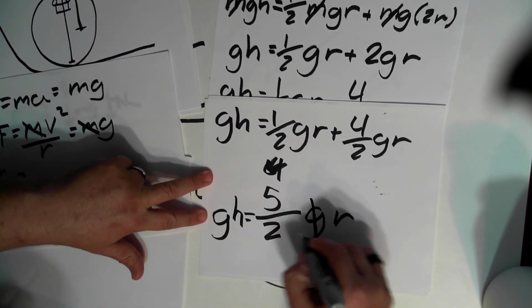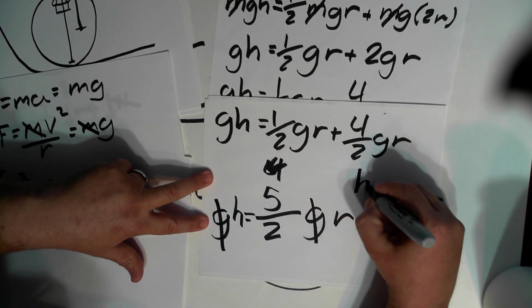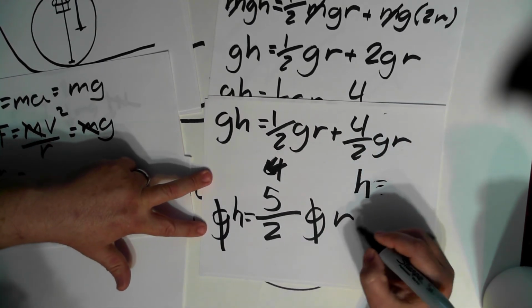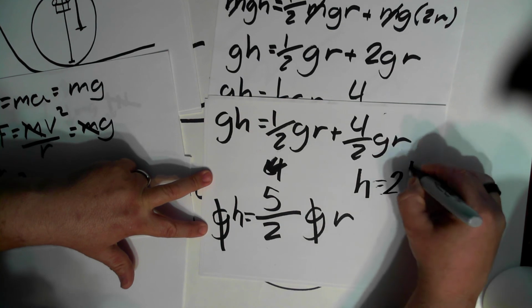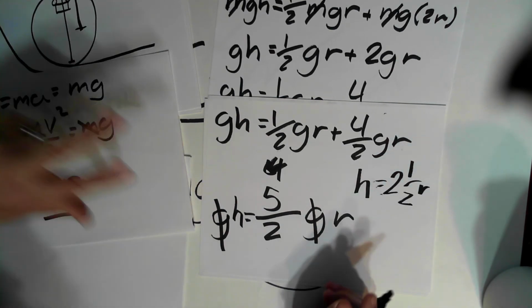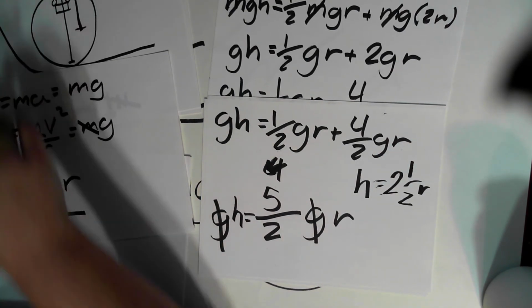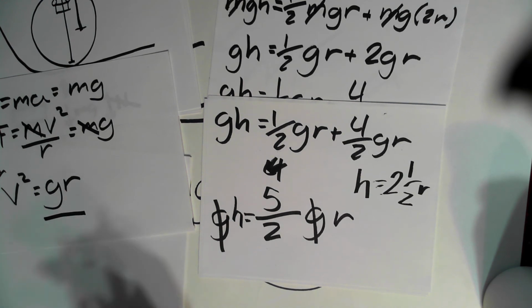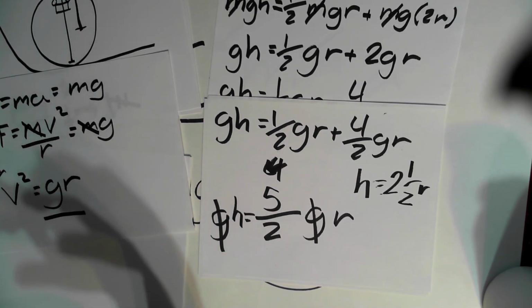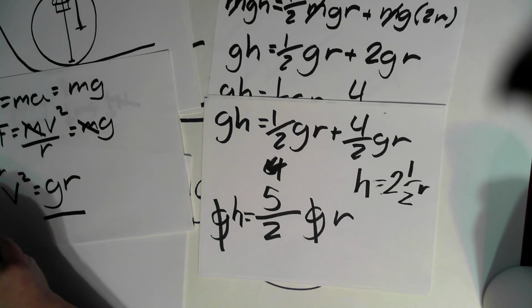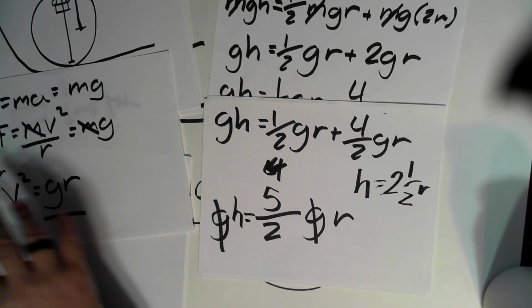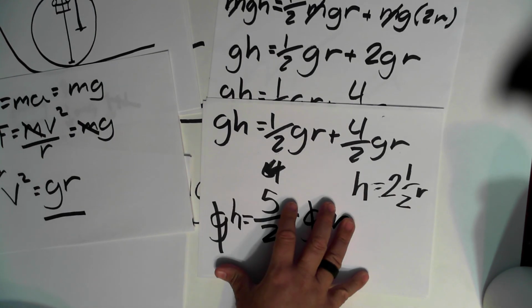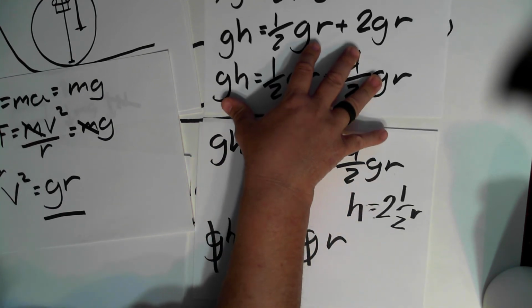And obviously the g's can cancel. So I have h is equal to, well, I can simplify that to 2 1/2 r. So that means that this roller coaster has to be 2.5 times taller than the radius of the loop-de-loop. Cool? That is the infamous roller coaster problem.